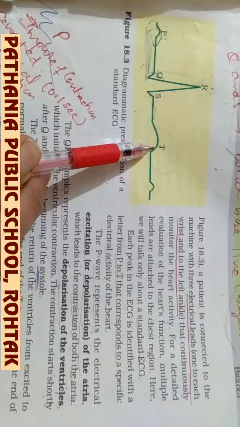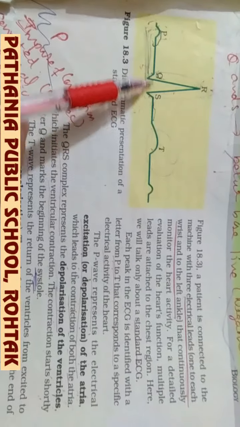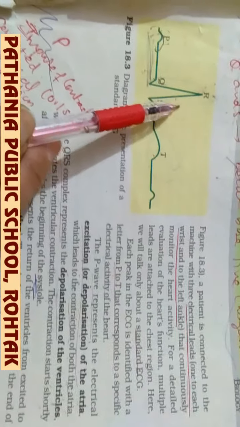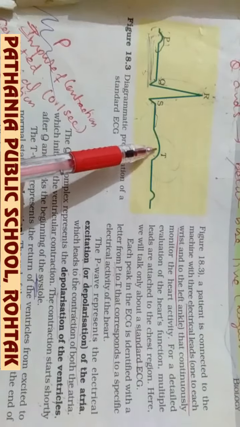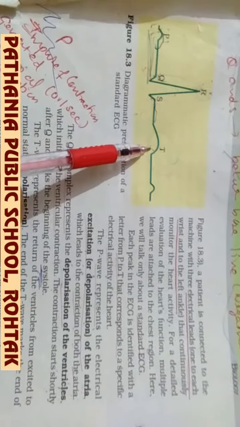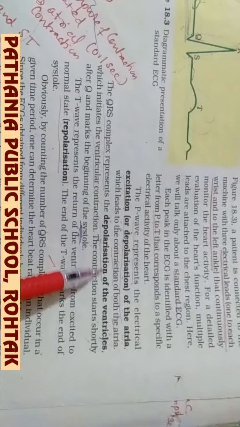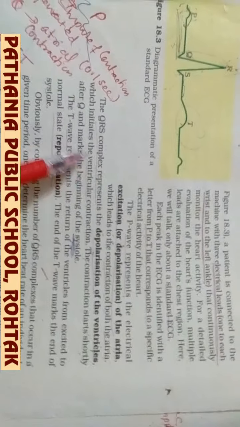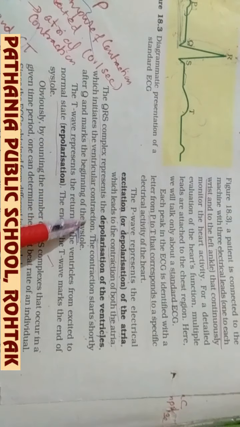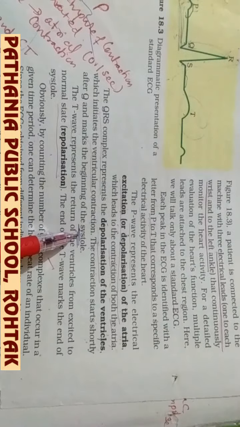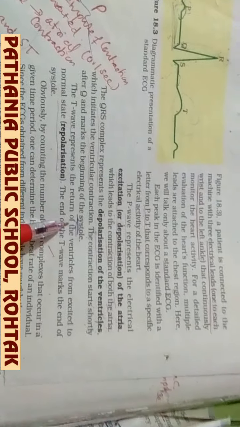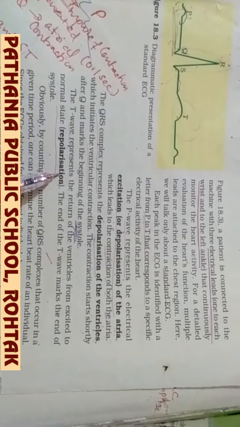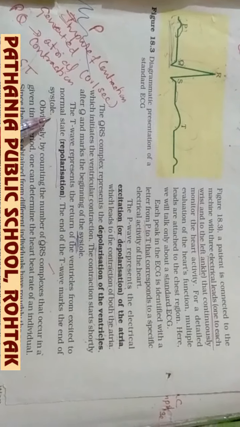T is the end of the systolic phase, because up to the QRS complex, the R is the peak of depolarization, then it is coming down, and up to the T, that means it is the end of the systolic phase. So you can say depolarization of the ventricle is represented by the QRS complex. At the Q, it is the initiation of ventricular contraction. It marks the beginning of the systole, and T represents the return of the ventricle from the excited to the normal state, that is repolarization, and it is the end of the systolic phase.